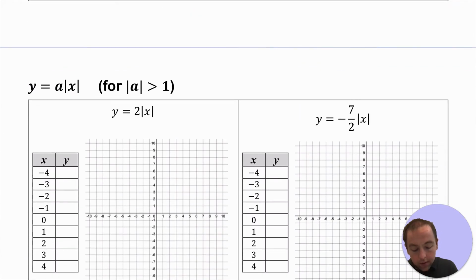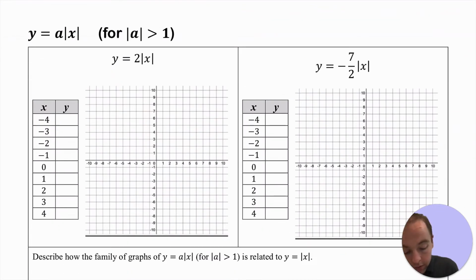And then a couple more things to kind of think about in terms of affecting our graph of y equals absolute value of x. So side by side here, you can see these two examples. One has a 2 multiplying in front, and the other has a negative 7/2 multiplying in front. So what we're just examining right here is what the effect of multiplying the absolute value of x is going to have.